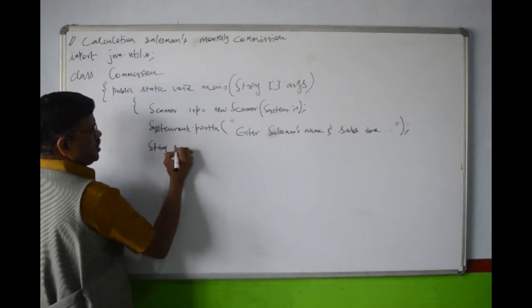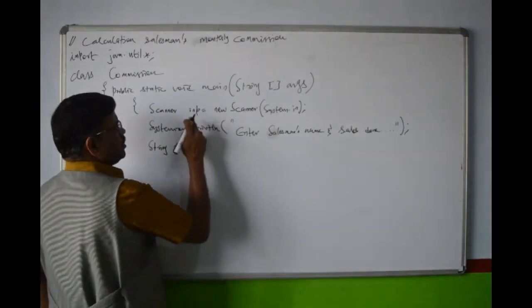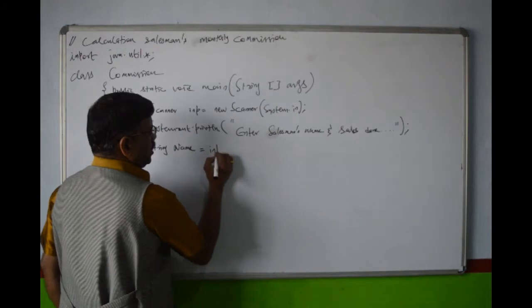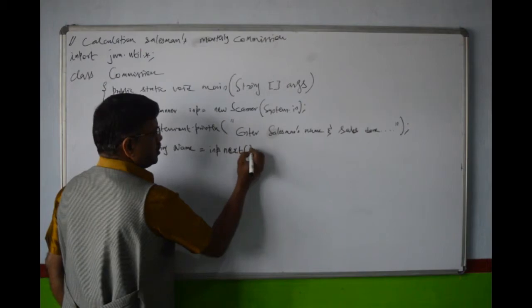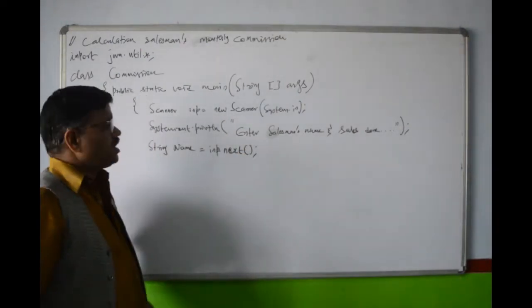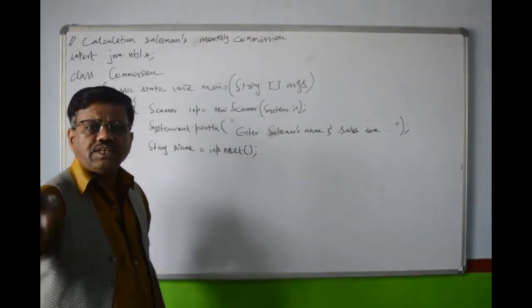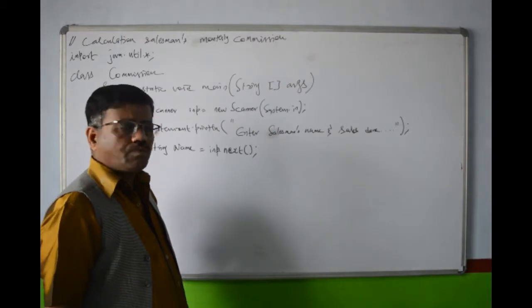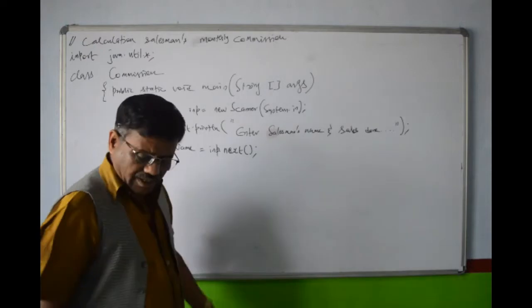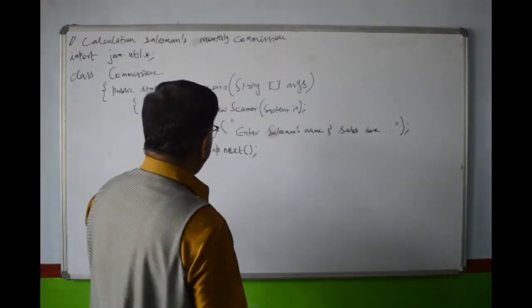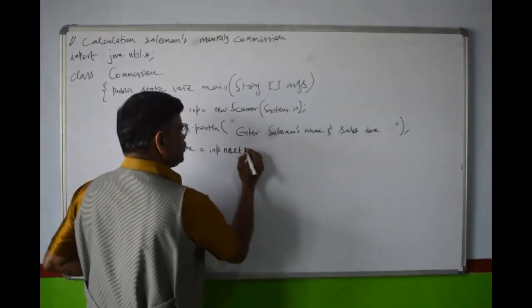First one is for the name, because name consists of a string. What is the object you have created? INP dot. Because it is a string, you have to write next. If it is an integer, nextInt. If it is float, nextFloat. If it is double, nextDouble. At times you can even write nextLine also, where L is a capital.